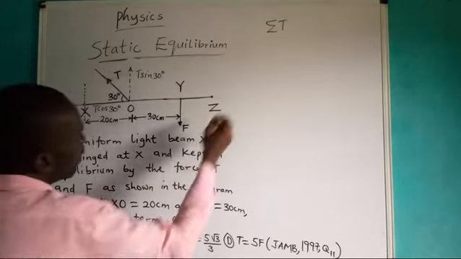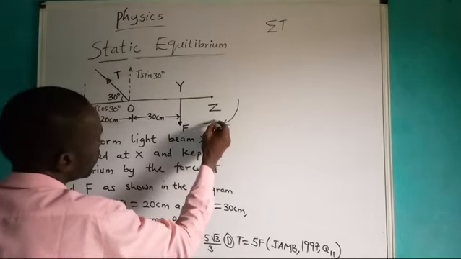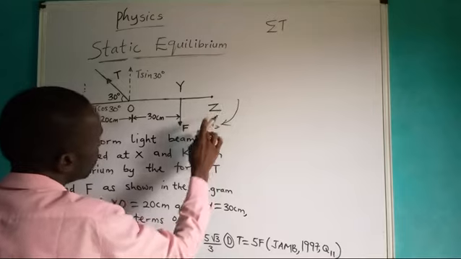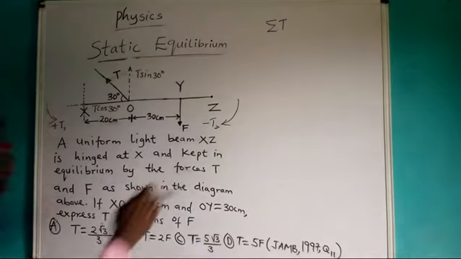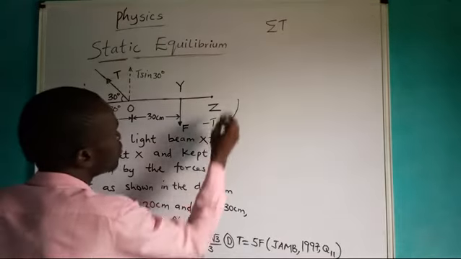It means that it will produce a negative torque here. Let me call this one T2. This one will produce a negative torque. Let me call it T2. Okay, now to do this, I can consider the sum of the torque.